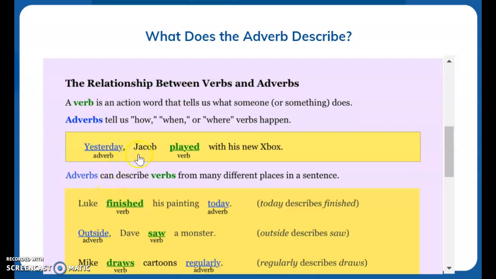That's how adverbs tell us how we do things. Sometimes they tell us when, right? Like in yesterday. Yesterday is an adverb. Yesterday, Jacob played with his new Xbox. So played is our verb. This is what Jacob is doing. So that's our action verb. How, when, or where did he do it? Well, we know he did it yesterday. That's the when. So since it answers that question, when did he play? It's our adverb.